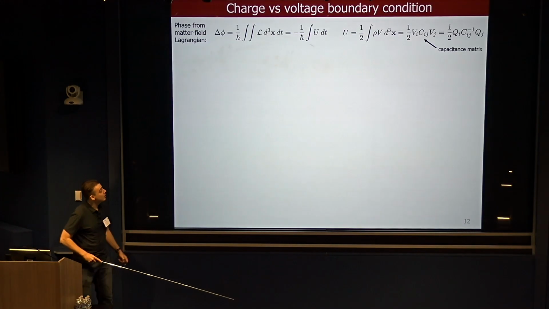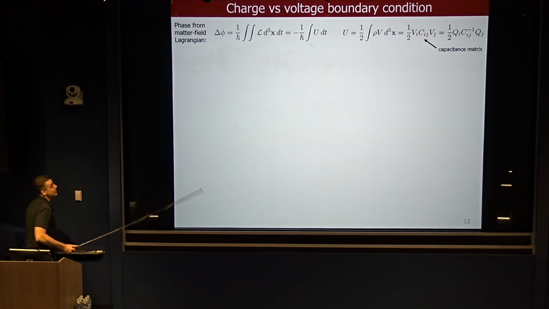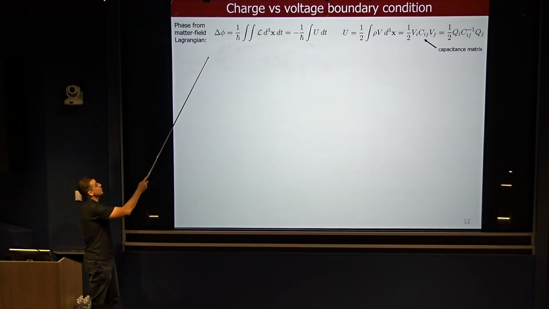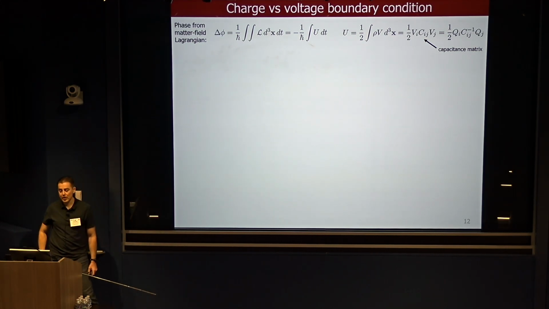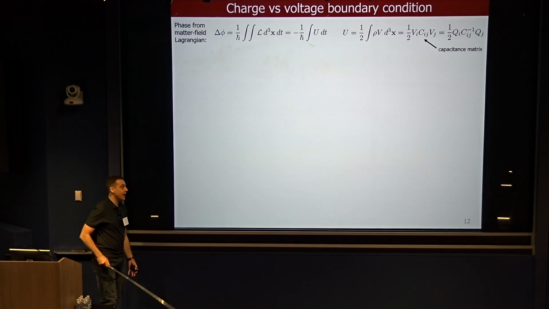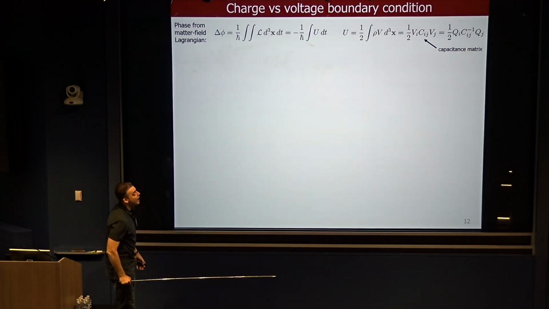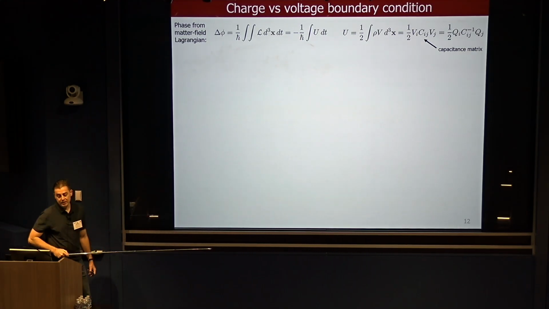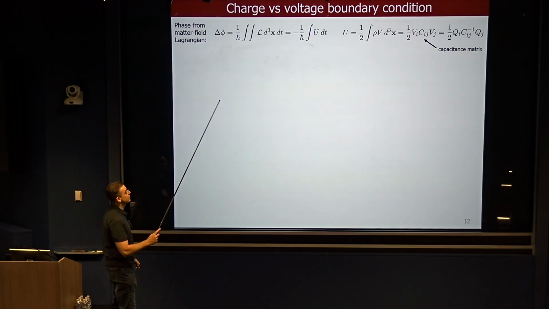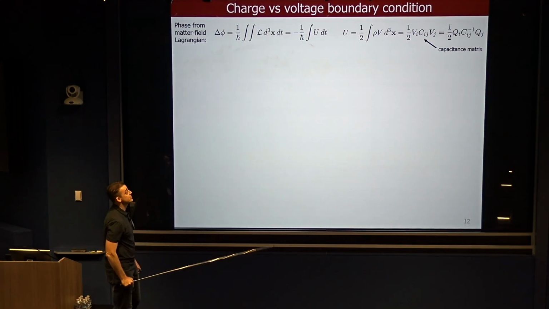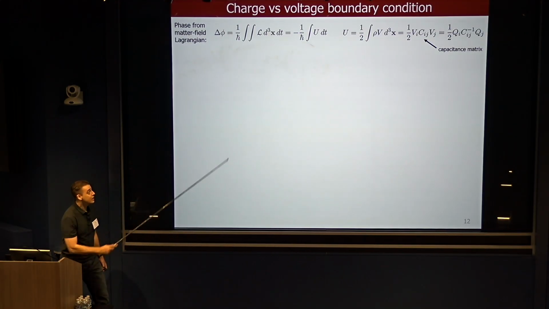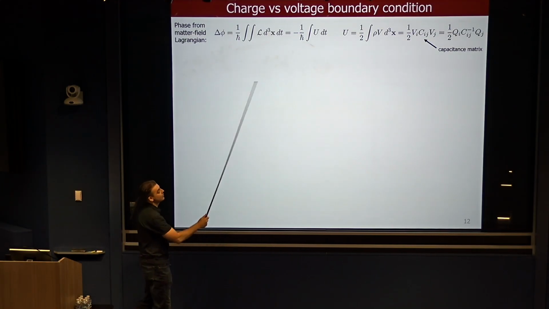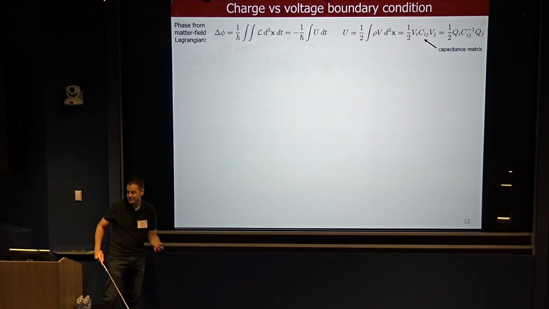And as I claimed, the thing that matters is the interaction energy. What you care about for the phase shift in such an interferometer is the action, the integral of the action, which depends on the Lagrangian. In this case, the Lagrangian is the electromagnetic interaction between matter and field. And it turns out you can write that as just the electrostatic energy, U, integral of rho V over 2. You can also write that in terms of the capacitance matrix of the system.